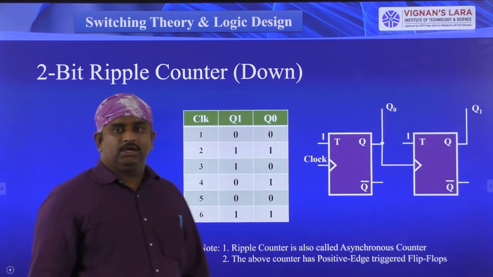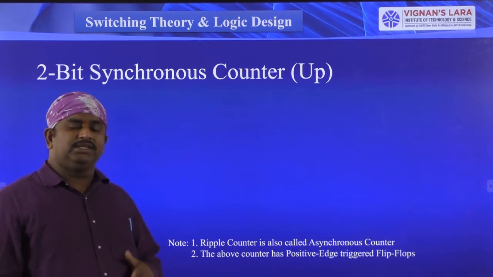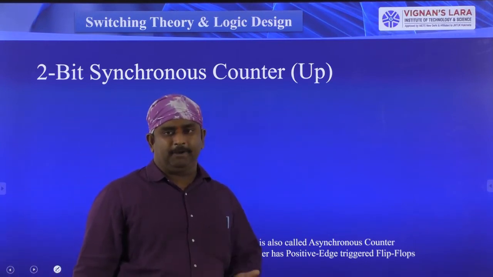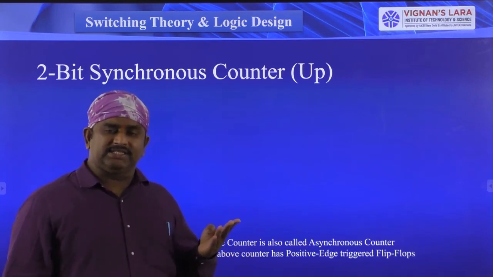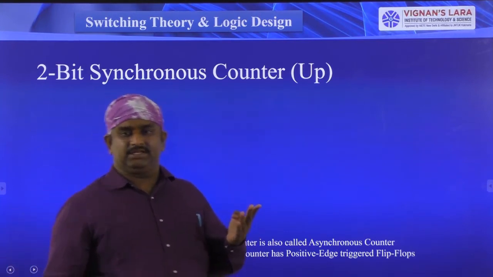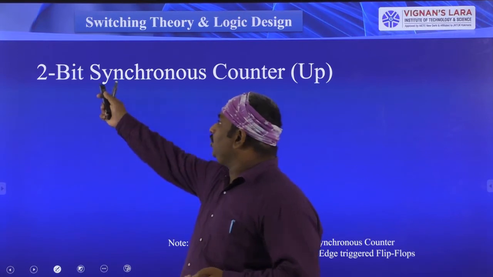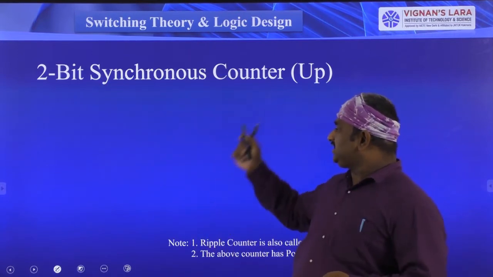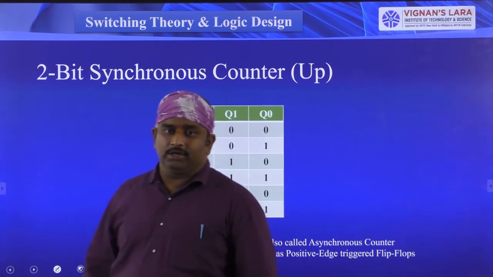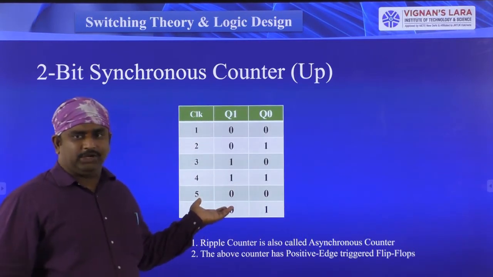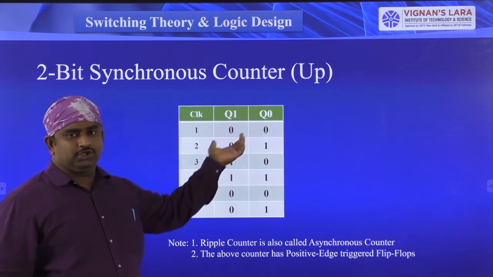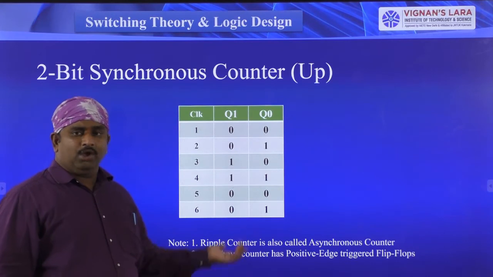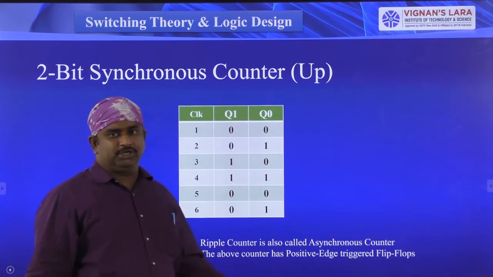Right. Next, now we will start the synchronous counter. Up to now we have seen asynchronous ripple counters: the 2-bit asynchronous up counter and the 2-bit asynchronous down counter. Now we will see the 2-bit synchronous up counter and down counter. In this slide we will see the up counter. You have to take the same truth table, there is no change in it: 00, 01, 10, 11, 00, 01, 10, 11. We have the same operation continuously like that.